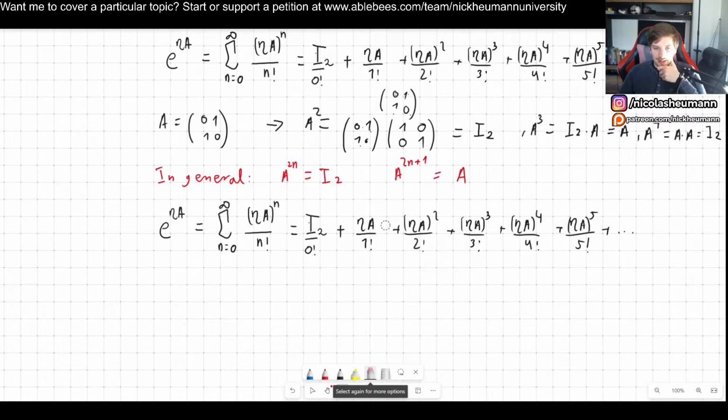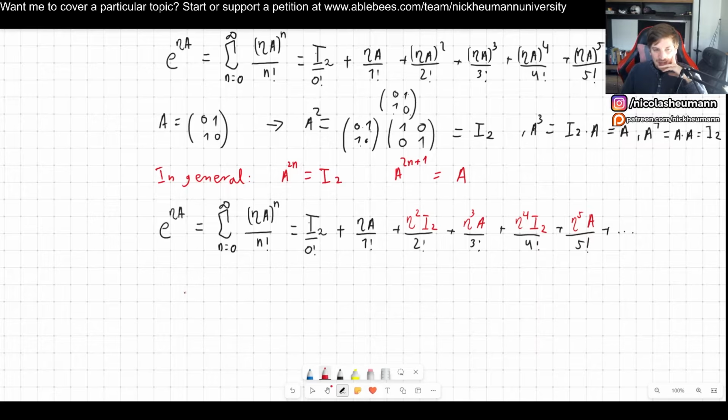So let's now apply it here. Eta a squared, this would be eta squared, and then a squared is simply the identity 2 by 2. Eta a cubed, that is eta cubed times a. Now to the fourth, we get eta to the fourth times the identity, and then we get eta to the fifth times a. And so on, and so on.